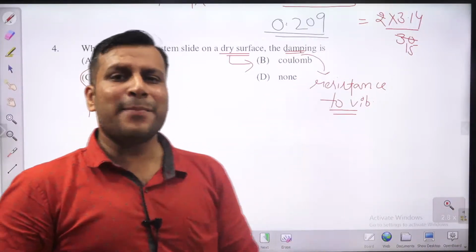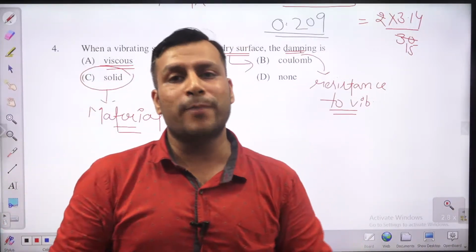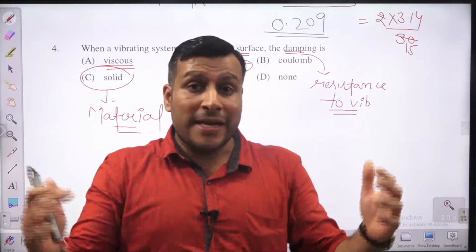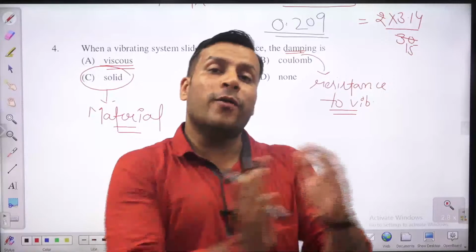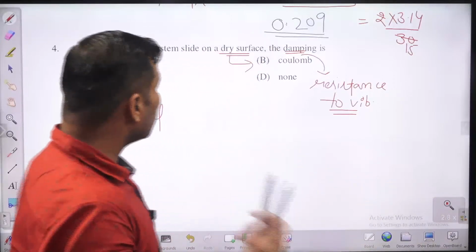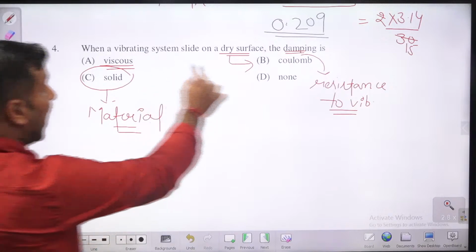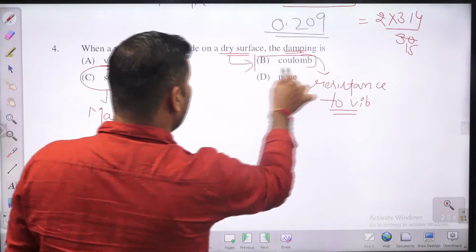There may be magnetic damping also. By producing some kind of magnetic field, you can offer some kind of resistance to the vibration. So there are many ways to offer some kind of resistance to the vibration. Those are known as damping techniques. So for this question, the vibration system slides on a dry surface, that is known as Coulomb damping guys. Let's move on to the next question.